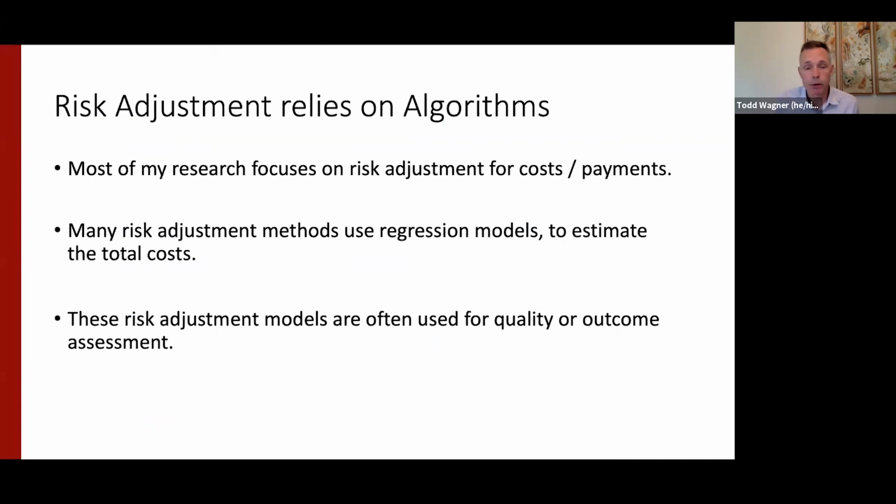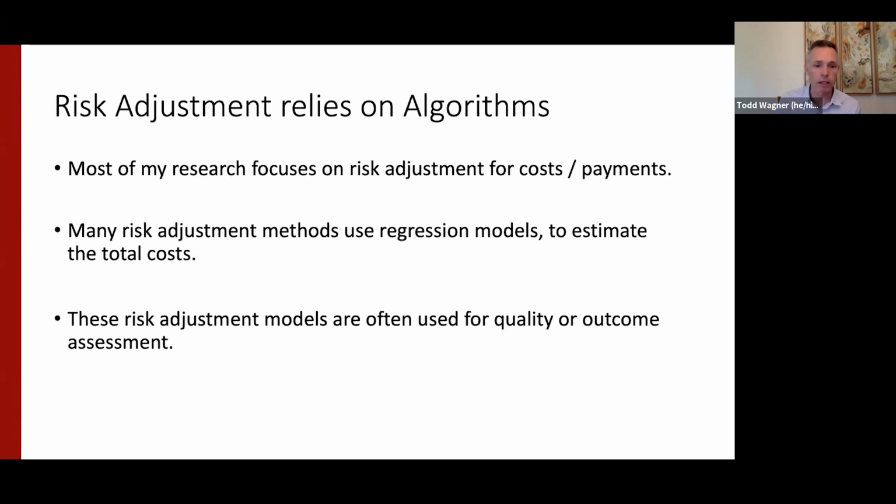Implicitly, if you're not familiar with risk adjustment, it's just using algorithms to help us understand the acuity of patients. And I will admit that most of my research focuses on risk adjustment for costs and payments, and I'll mostly talk about that for those of you who are not used to it. But we can also use these models for other outcomes, whether it's mortality or quality. It's a little bit different when we talk about payments.